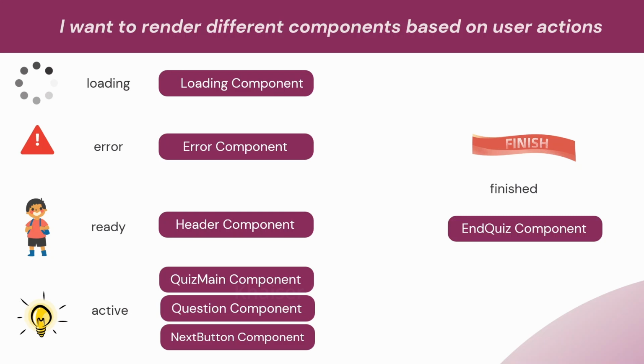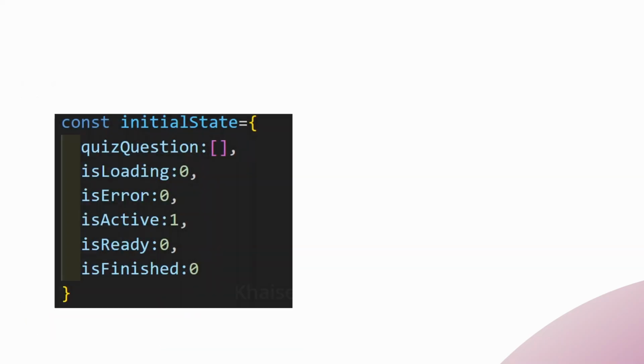So here I am having different statuses, and based on these different statuses, I want to render different components. So what we can do, inside this initial state, we can pass properties for all the states: isLoading, isError, isActive, isReady, isFinished, and accordingly we can pass default values.